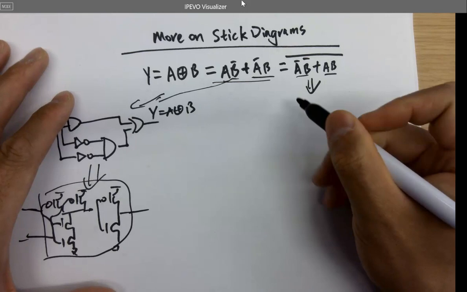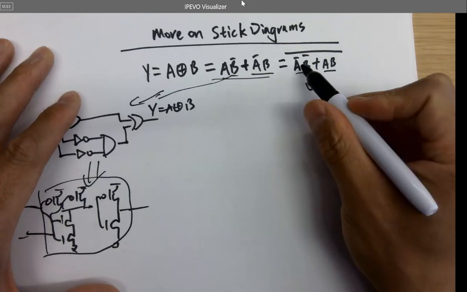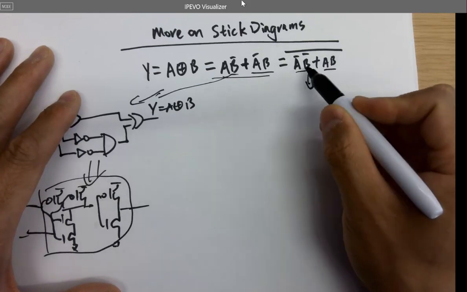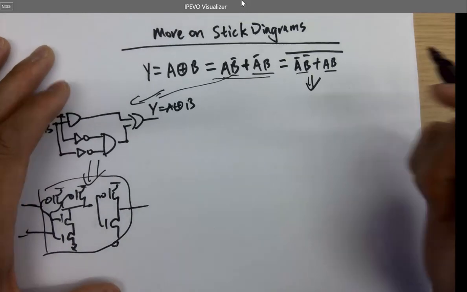All right, let's do it together. That's going to help a little bit. A not, B not. Let's consider this signal as one entity, right? We're not adding inverters in front of it. Let's just directly use that signal, assuming it's available.